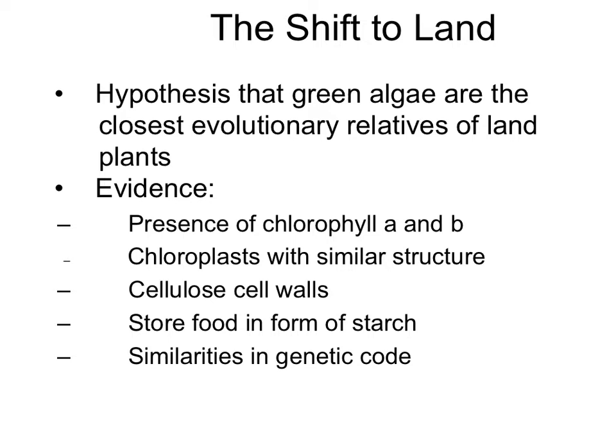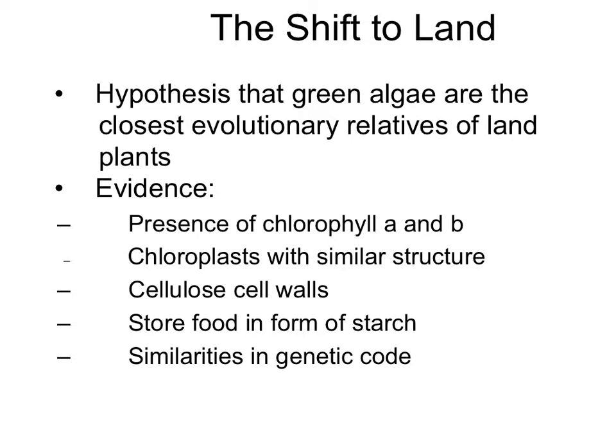They are sort of formed, the structure is comparable. Similarly, there is cellulose in the cell walls of the cells. So the cell wall of the plants have cellulose, as do the cell walls of the green algae. Both of these types of organisms will store food in the form of starch.